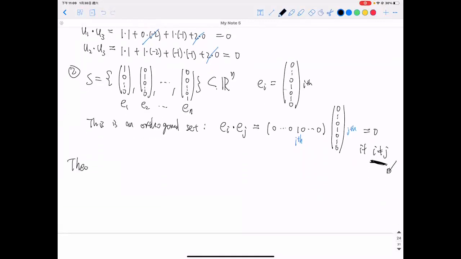Now, one nice thing about orthogonal sets is the following. Let's suppose we have a collection u1 through up of vectors in Rn. Suppose it is an orthogonal set. Then it is immediately linearly independent.